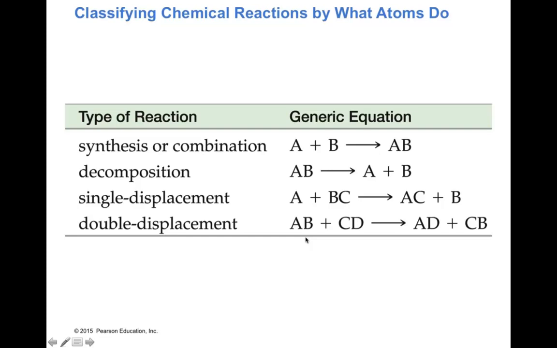And also you could have a double displacement. You can see this one as the cation of molecule 1 will interact with the anion of molecule 2, and the cation of molecule 2 will interact with the anion of molecule 1. That will be an example of double displacement.